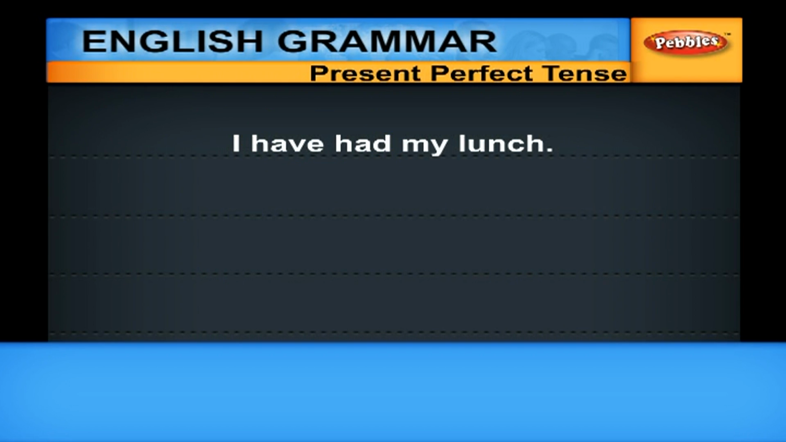I've had my lunch. It means that I have just had my lunch. Similarly, we can say she has had her lunch. Now we move to the next aspect, perfect continuous.